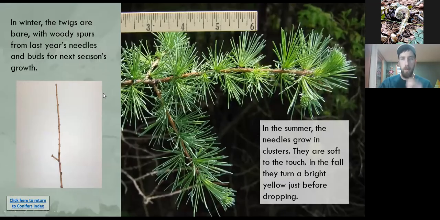One of the defining characteristics of identifying larch is the foliage grows in clusters on little stalks on the twig. Some people call them thorns, but they're more just secondary woody spurs that the foliage grows from.